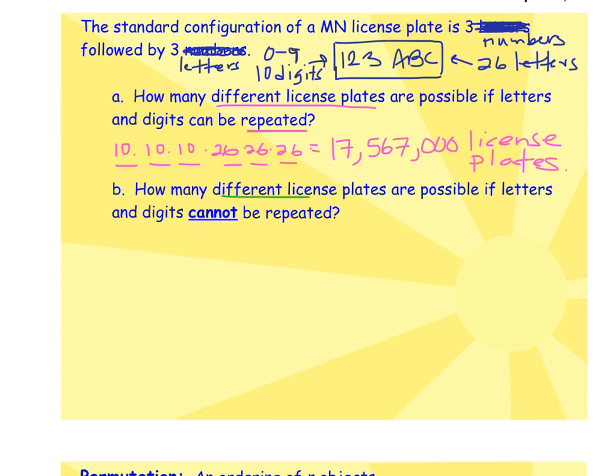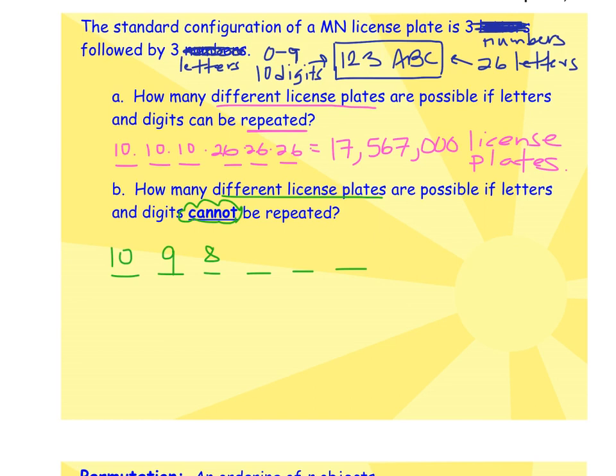It says how many different license plates are possible if digits and letters cannot be repeated. So we're still going to have that same setup. We have 3 digits followed by 3 letters. Here's where we have to think about, well, if we can pick anything we want for that first number, we have 10 digits possible. But whatever number we select, we can't pick that again. So how many digits would be possible for that second location? Only 9. And then if we pick that second number, there are only 8 choices for that third spot.